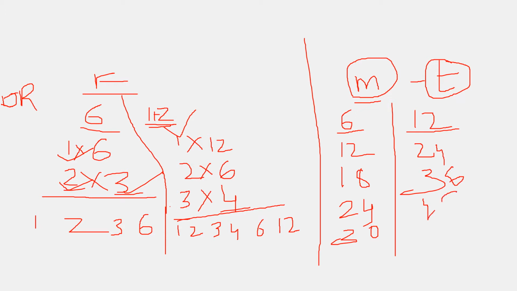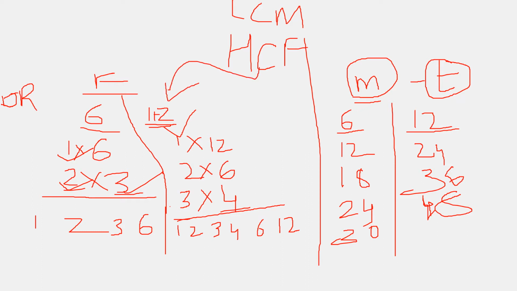Now our aim is to find the LCM and HCF. Children, please remember one thing: to find the HCF, you find the factors. For finding the LCM, you find the multiples. This is your childhood method. For finding HCF, you find the factors, and for finding LCM, you find the multiples.